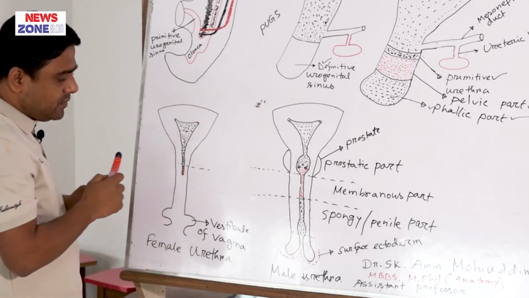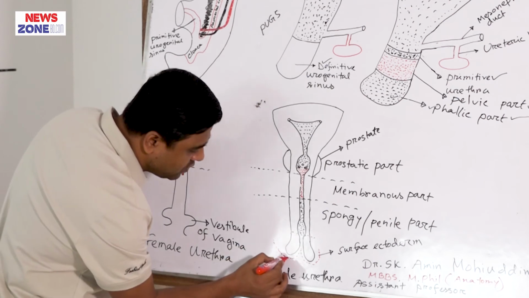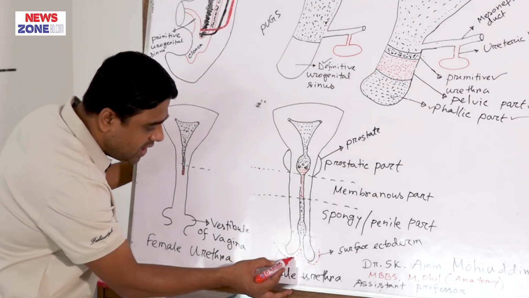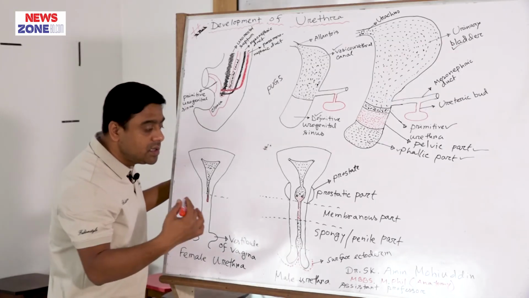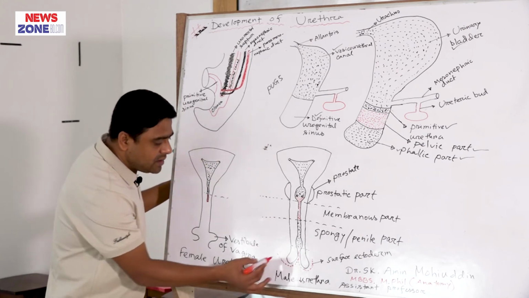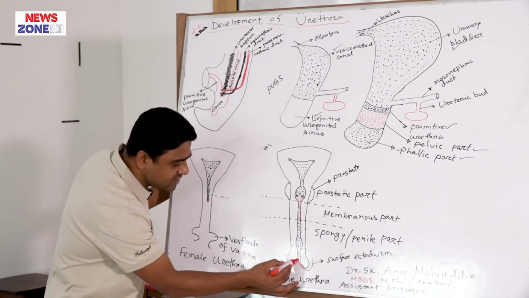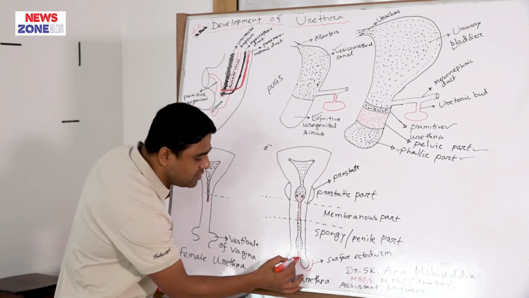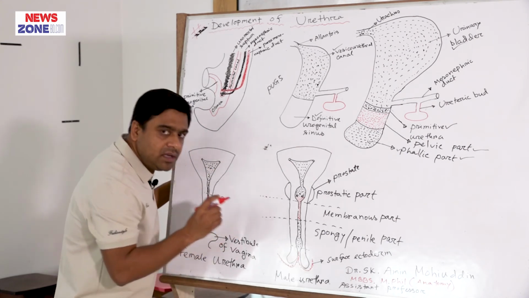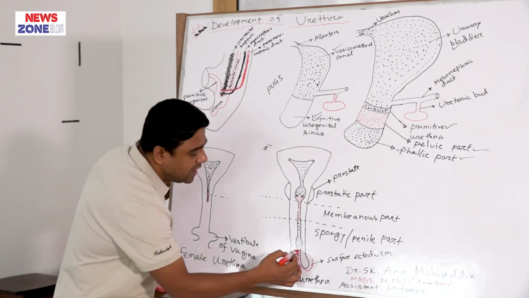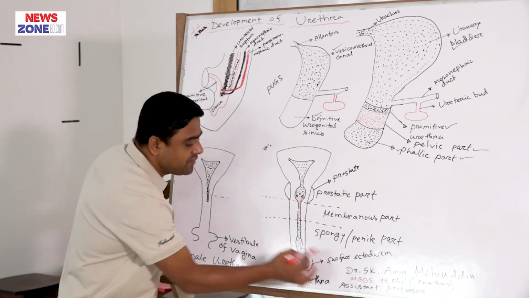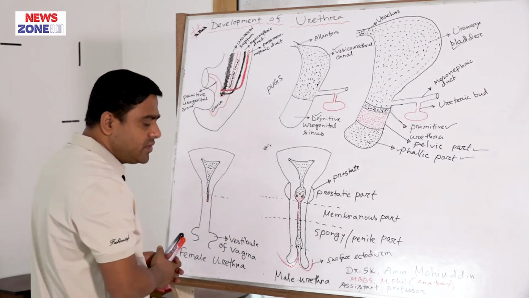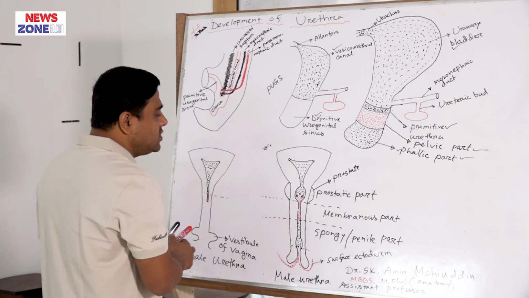Look very carefully, the penis externally is surrounded by the surface ectoderm. That surface ectoderm invaginates into the spongy part of the urethra, and by the invagination of the surface ectoderm, the most terminal part of the male urethra, anterior to the navicular fossa, is derived from the surface ectoderm.